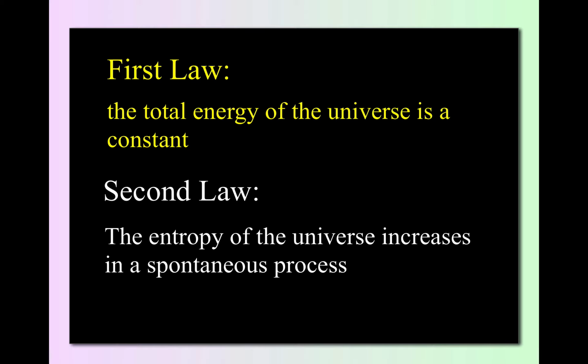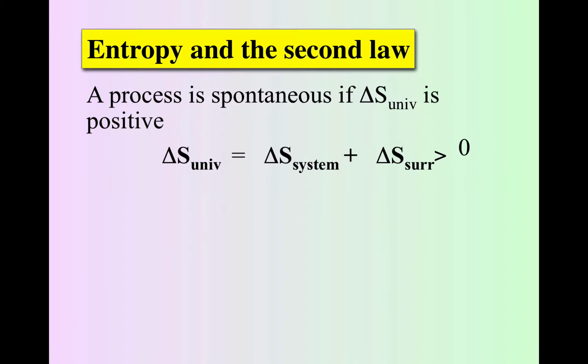So what goes into the universe? Well, the system and the surroundings. All right, so if you add those two things together, you get everything. The system is what we study, right? The chemical reaction. The surroundings is everything else. And as long as you add those two things together, the change in the disorder of the system and the disorder of the surroundings, as long as that's greater than 0, you'll have a spontaneous process.